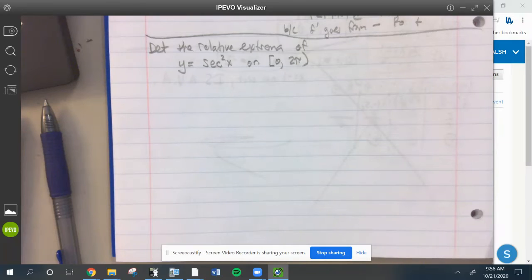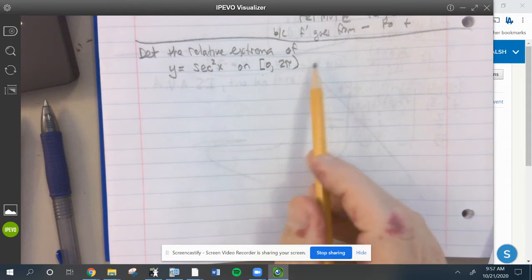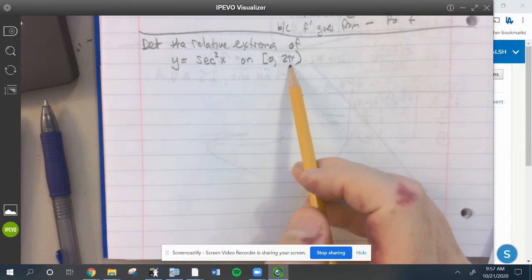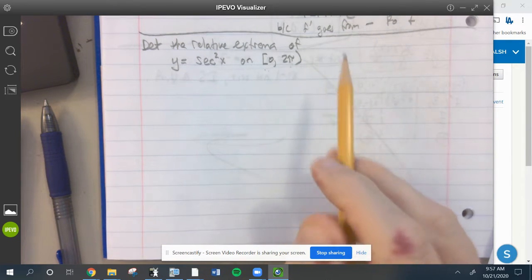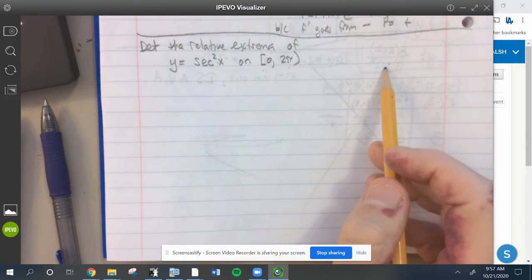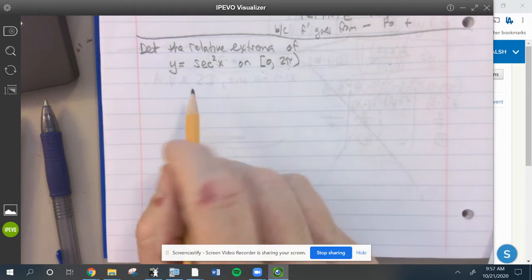Okay, here's a trig example of finding relative extrema. We have y equals secant squared of x on the interval 0 to 2 pi, including 0, not including 2 pi. So those are the same positions. That just means if you get a value at 0, you don't include the 2 pi, which should be the same thing. But let's start.